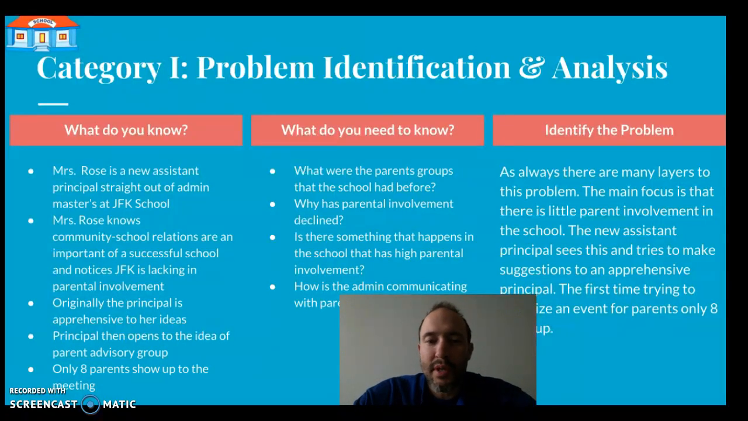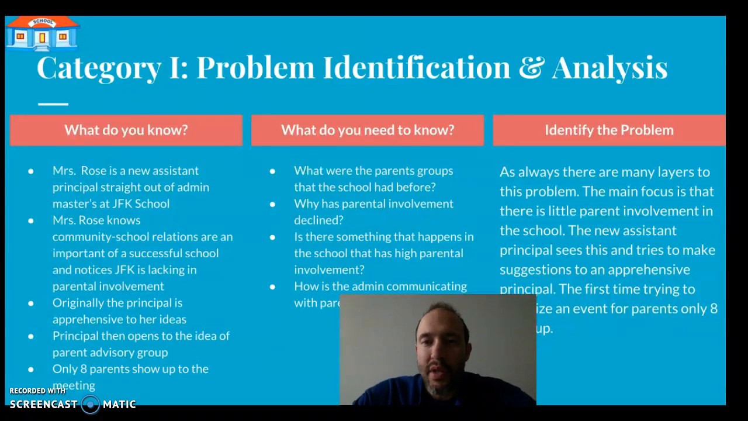Eventually, the principal opens up to the idea of a parental advisory group, and the assistant principal puts together this group, communicates it through the students to the parents, and only 8 parents showed up at the meeting. So again, the principal was like, is this worth our time? And that's where we were left hanging.